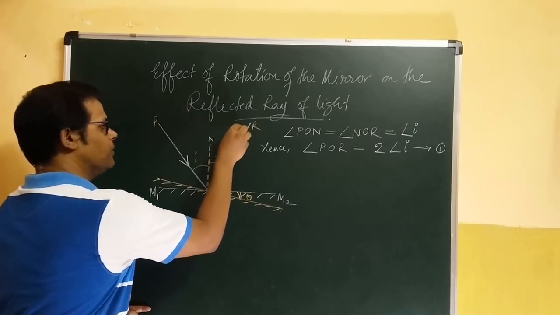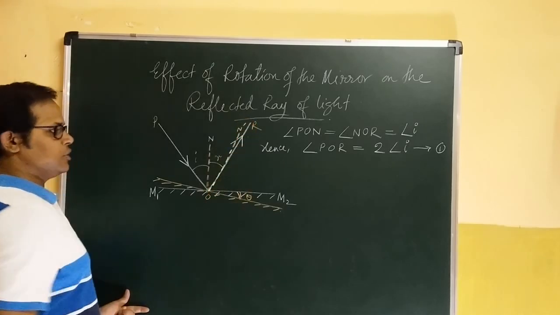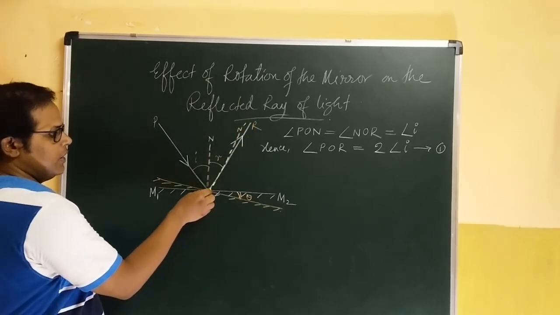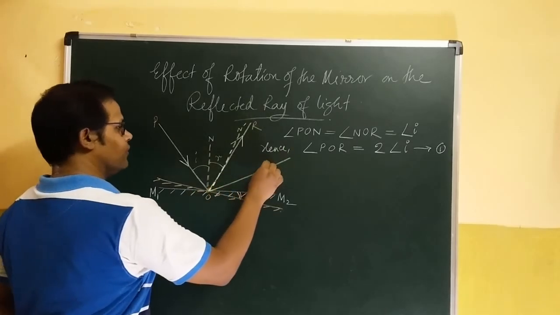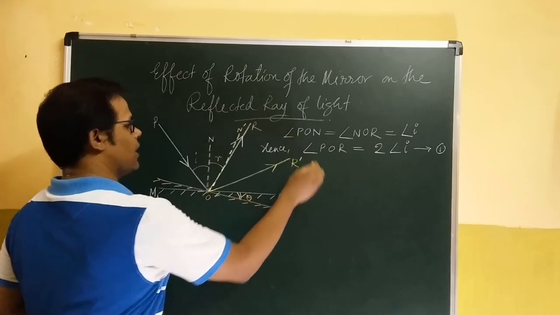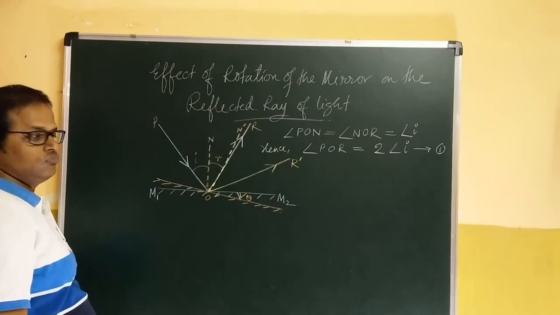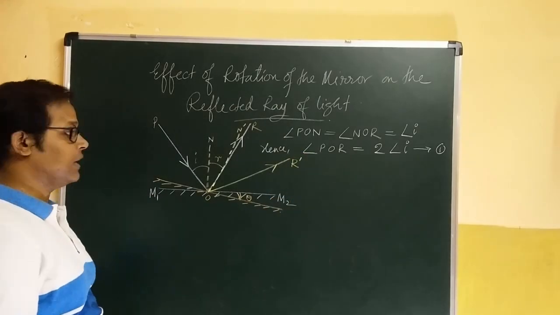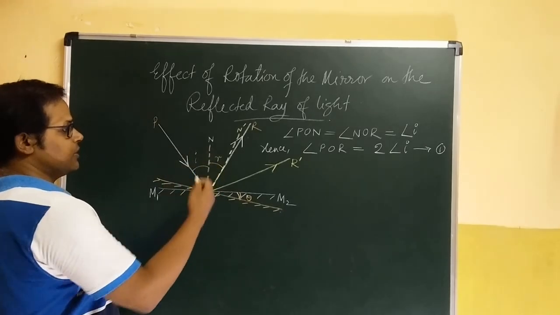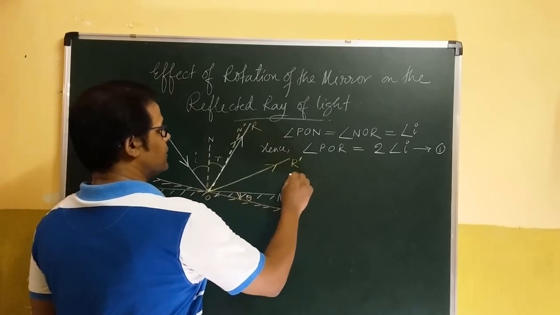Yeah, this is the normal. Let us call it N dash. Observe it very closely. From this normal, it is going to reflect off in a very different direction. Let us call this R prime. I hope my direction is very clear. Do observe it closely.